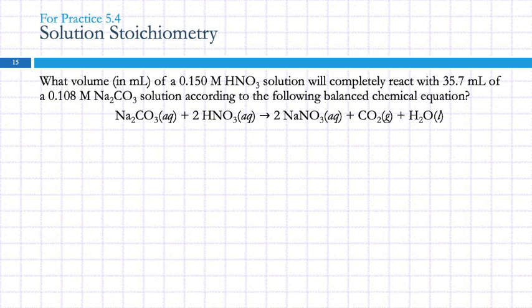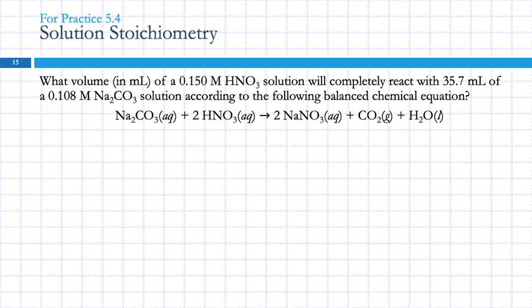What volume in milliliters of a 0.150 molar nitric acid solution will completely react with 35.7 milliliters of a 0.108 molar sodium carbonate solution according to the following balanced chemical equation? Is this a dilution problem? Doesn't say anything about diluting, does it? When you're diluting, you have the same chemical at the beginning and the end. Here we have a chemical reaction. We're starting with one thing, we're ending up with a different substance. So this is not dilution. This is stoichiometry. Think grams to moles to grams.